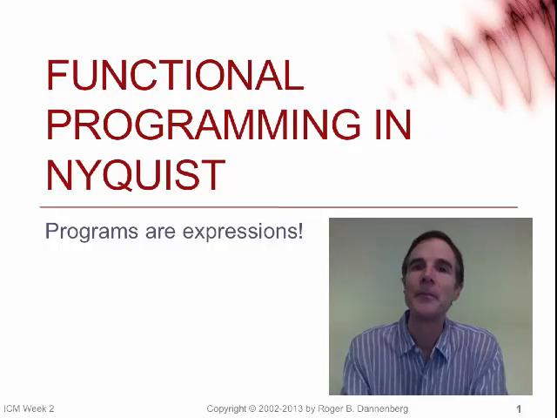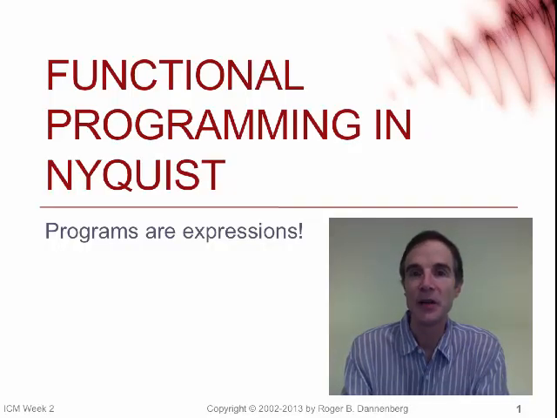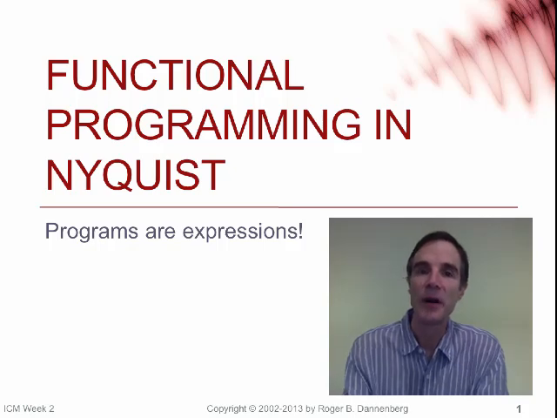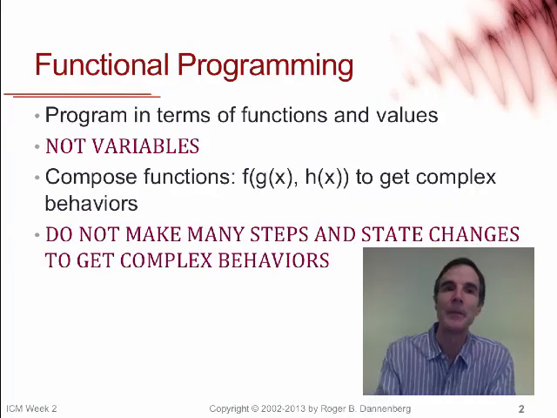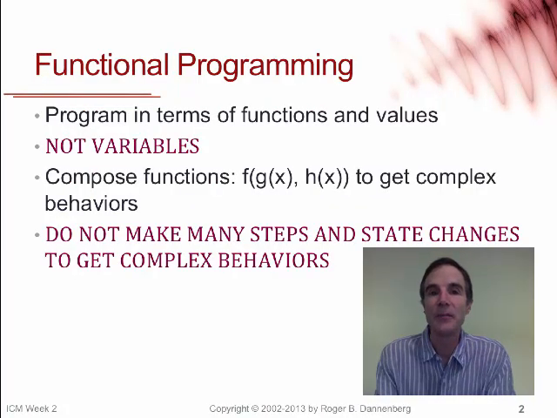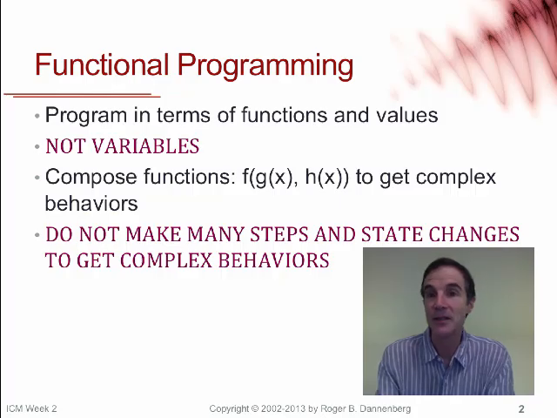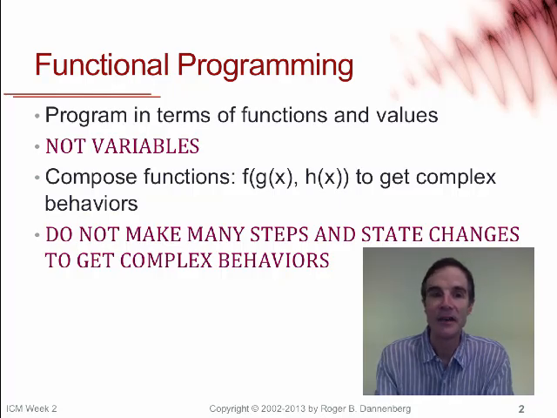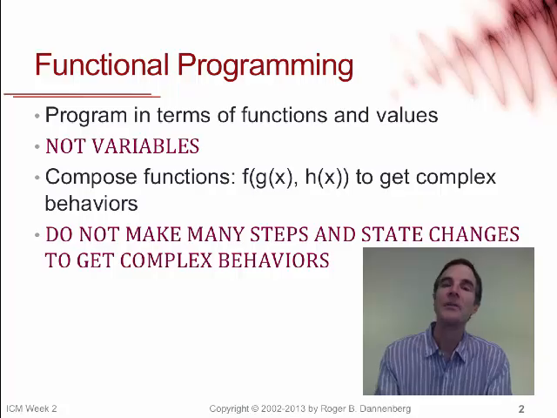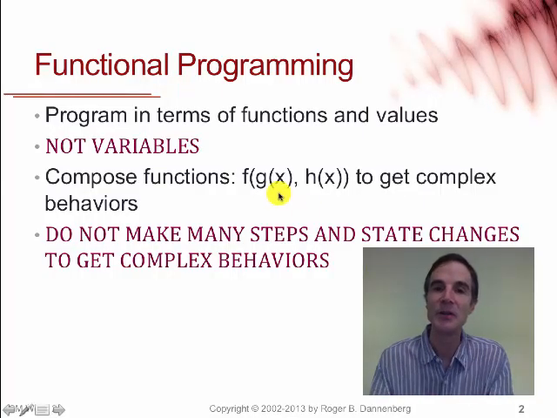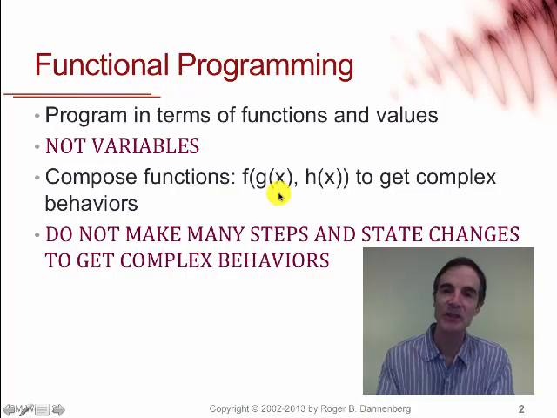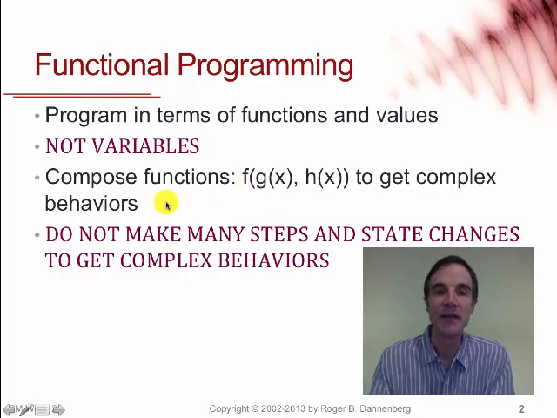Functional programming essentially means that you program in terms of expressions rather than programming in terms of variables and assignments and side effects. So in functional programming, programs consist of functions and values, not variables. And in functional programming, you compose functions. In other words, you call a function and you take the value that returns and use it as a parameter to another function. So you're just computing functions of functions of functions in order to get complex behaviors.